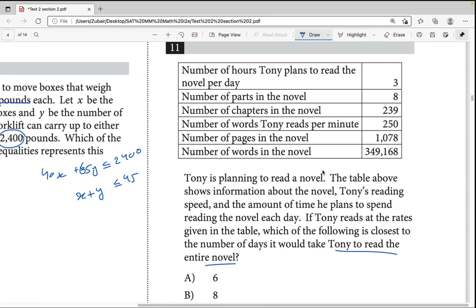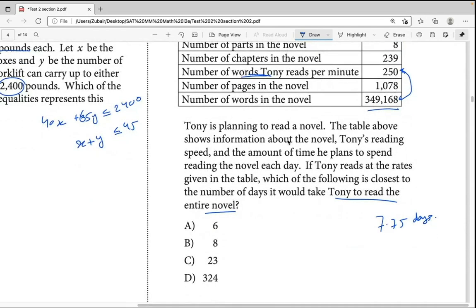Okay. Total words are there, number of hours Tony planned, number of parts, words per minute. So I'm dividing these to check how many minutes it takes. 349,168 divided by 250, so he takes 1396 minutes. And I'm going to convert it into days. Minutes divided by 60 is hours, divided by 24 is number of days, but I'm not dividing by 24 because he plans to read it 3 hours per day. So dividing by 3, that is 7.75 days. So 7.75 is closest to 8.